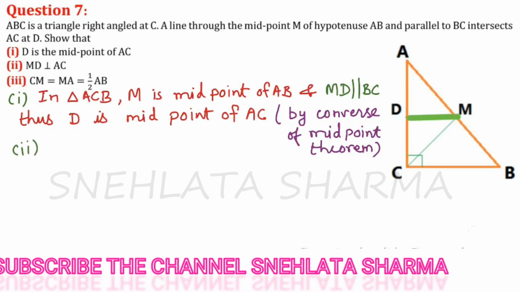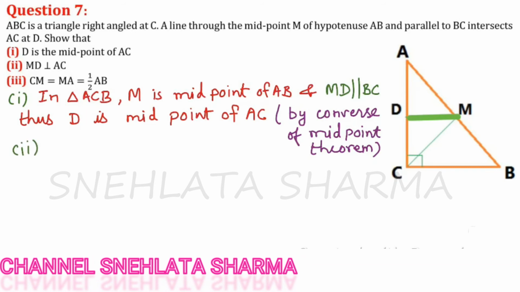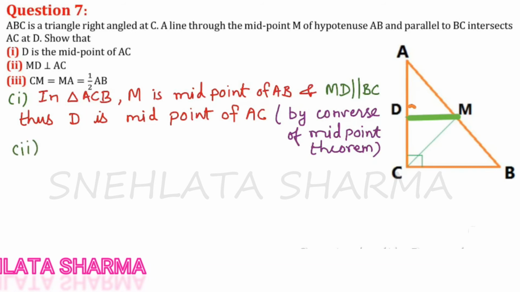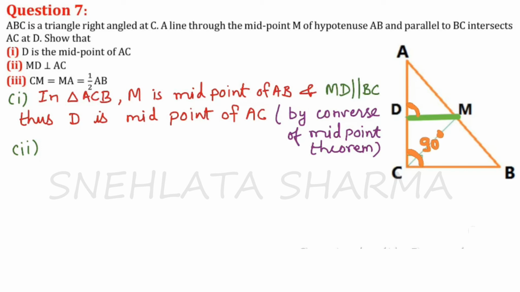Part 2. MD is perpendicular to AC. Here we have to prove that this angle is a right angle. We have to prove it is 90 degrees. For that we will consider line MD and line BC. These two lines are parallel lines. It means this angle and this angle are corresponding angles and they will be equal. So if angle ACB, this angle, is a right angle, this is 90 degrees, it means this angle will also be 90 degrees.